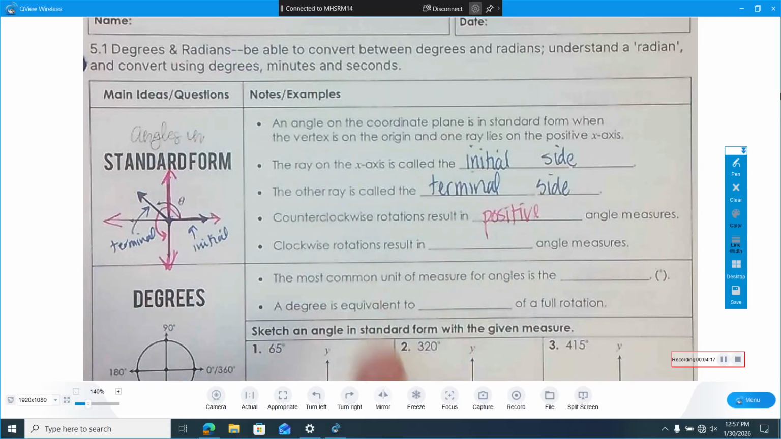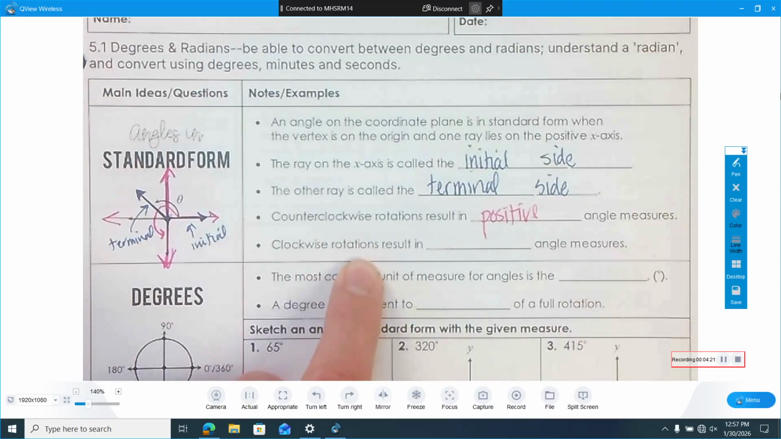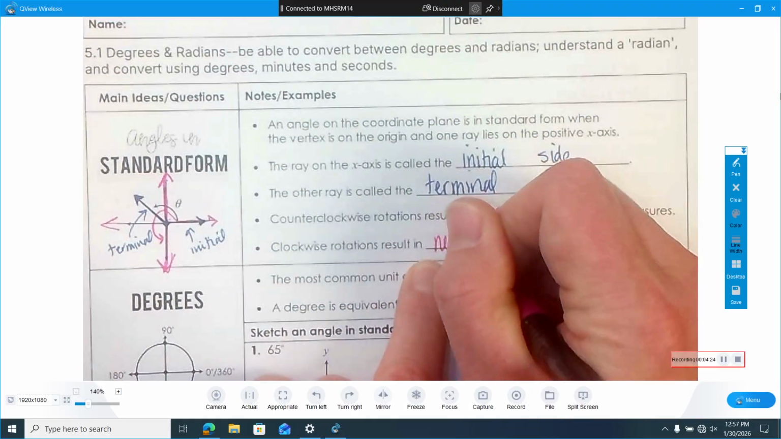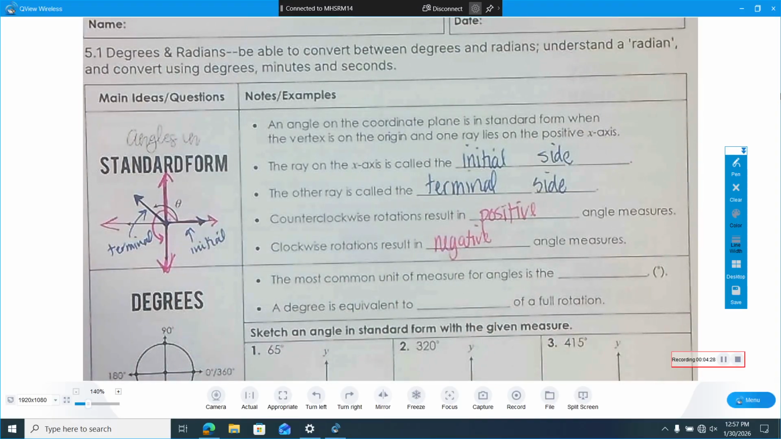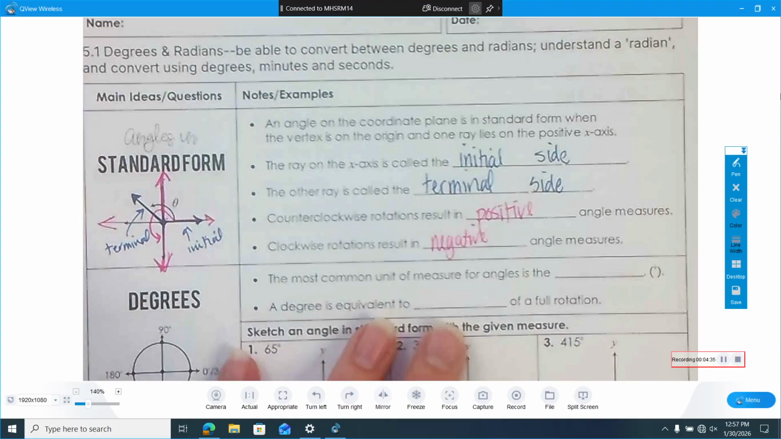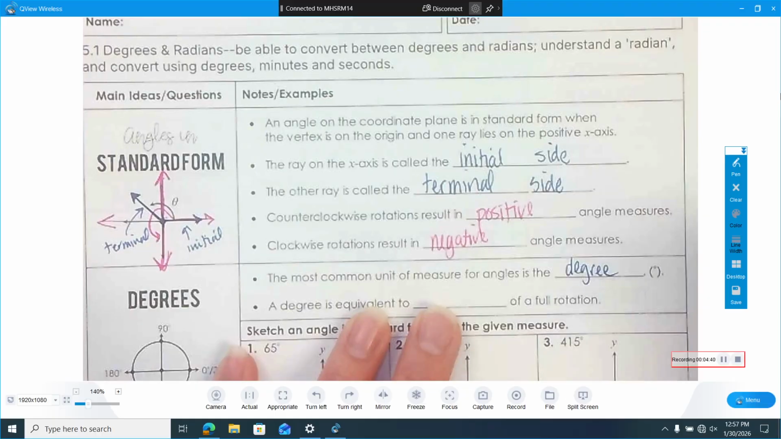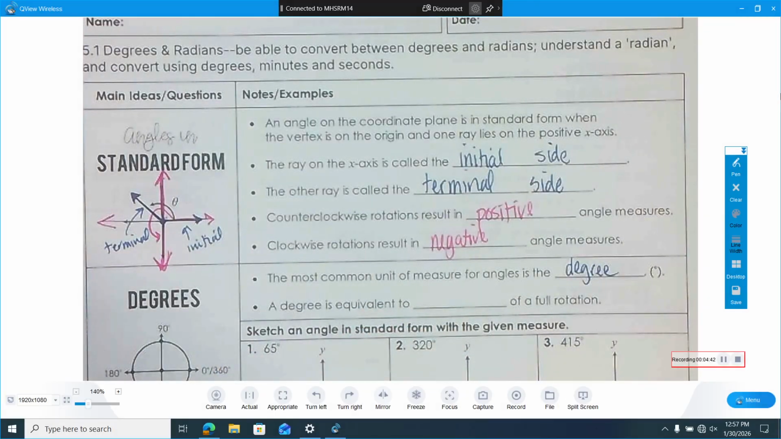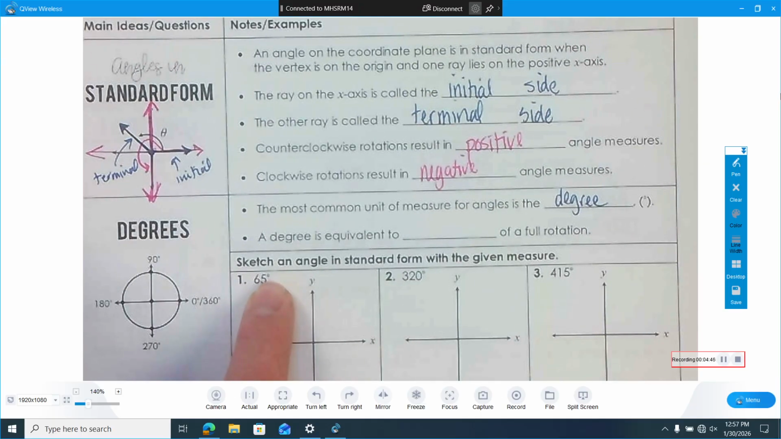But we could also open angles with clockwise rotations. They would result in negative angle measures. And so we're going to get good at drawing positive and negative angle measures. The most common unit of measure for angles is the degree. And it's important that when we use degrees, you'll notice that there's always a degree symbol. That's telling you we're using degrees.